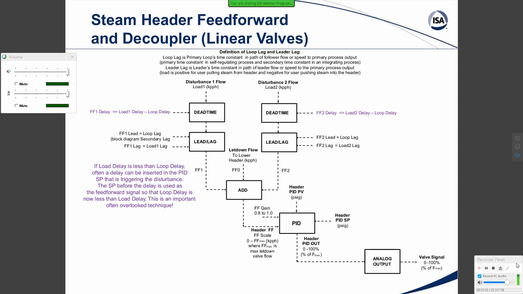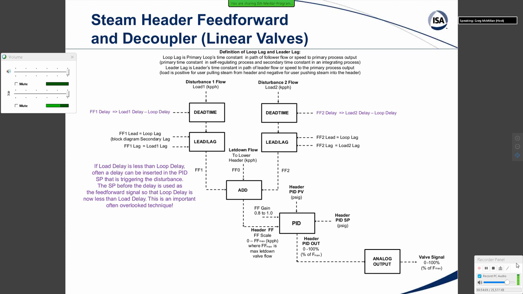And here we're taking that feed forward signal into a feed forward summer. And we started out with a feed forward gain of about 0.8, and then in some cases we inched it up to 0.9. And we set the feed forward scale intelligently to match the letdown valve. And the letdown valve should be linear, and it should be precise, and it should be fast.